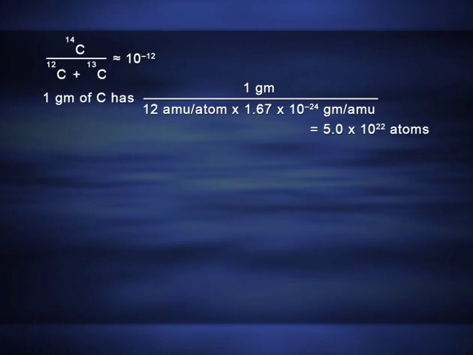And so, if each carbon atom weighs 12 of those atomic mass units, 1 gram of that material will contain about 5 times 10 to the 22 atoms, 100 billion trillion atoms. 1 gram.